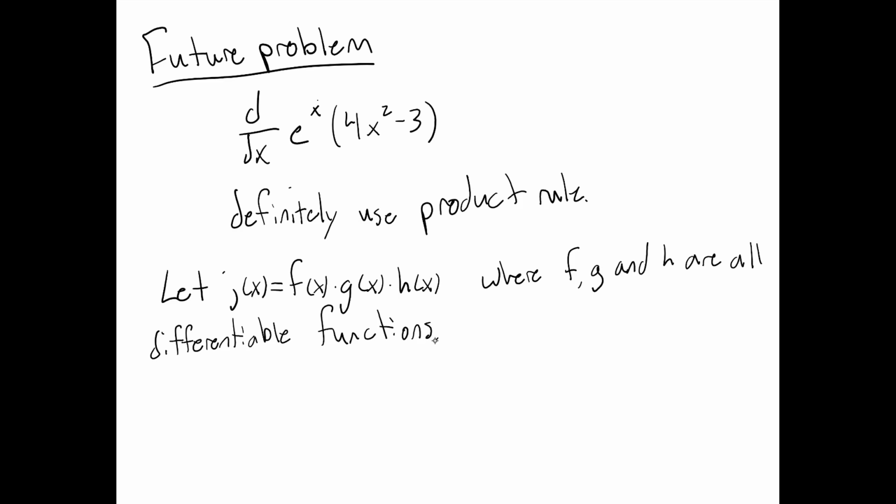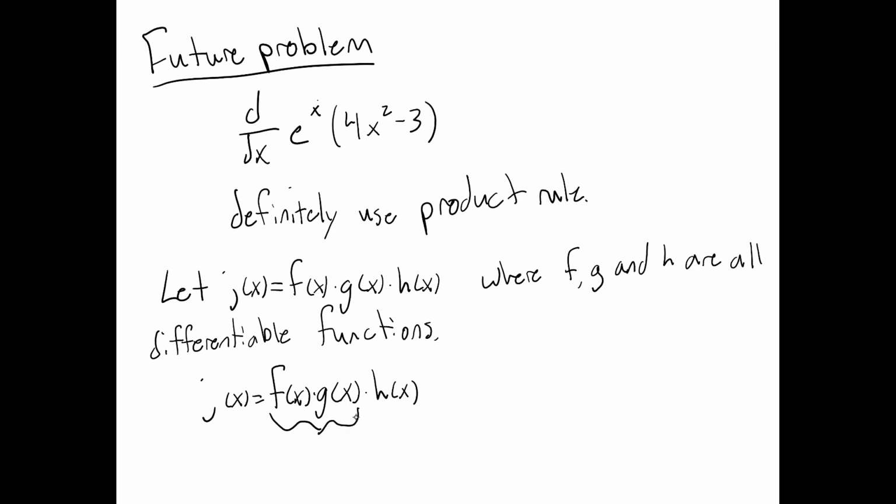So keep in mind, this means that we can take the derivatives of each one individually. Now, how do I go about applying the product rule? One way, the easiest way, is because we already have what to do with the derivative of f of x times g of x. So what I'm going to do is treat this as two functions. So j of x equals f of x times g of x times h of x.